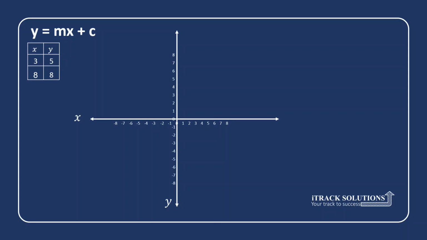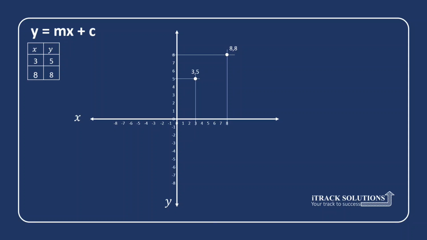Now I try to plot the first pair of data 3, 5. So I draw a perpendicular line from 3 on the x-axis, and another perpendicular line from 5 on the y-axis. So x-axis 3, y-axis 5, where these two lines intersect, I keep a dot. And I repeat the same for my second pair, 8, 8, for my x and y values. Now two dots got plotted, for 3, 5 for x and y and 8, 8 for x and y.